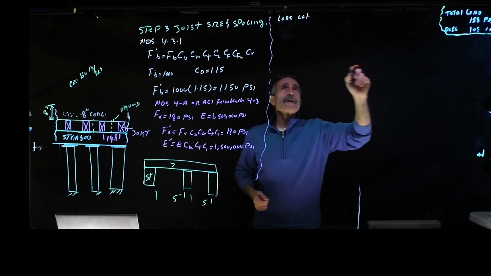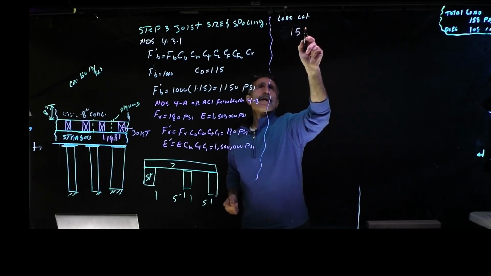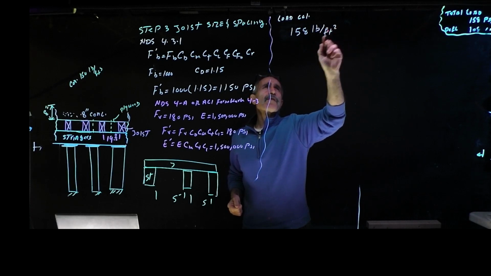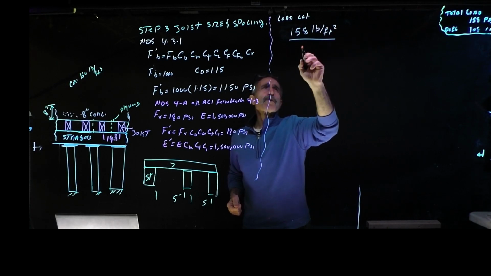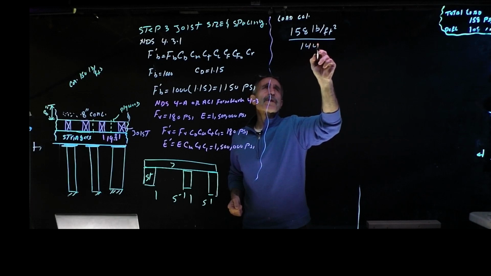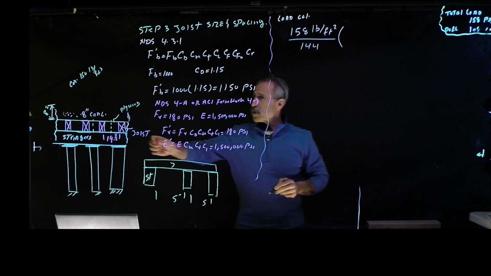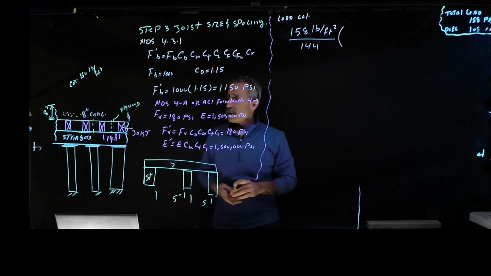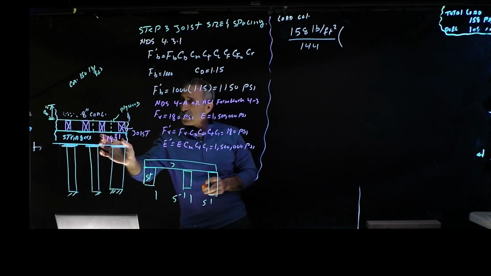Our total load was 158 pounds per square foot for strength. Let's convert this to inches. Because it's a square foot, it'll be 12 times 12, which is 144. And then we're going to multiply by the tributary width, okay? And the tributary width for the beam spacing is 19.2 inches.